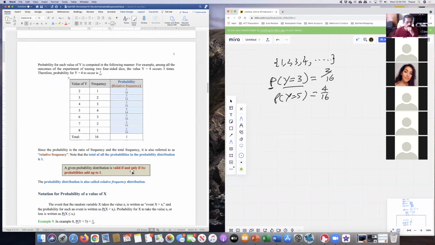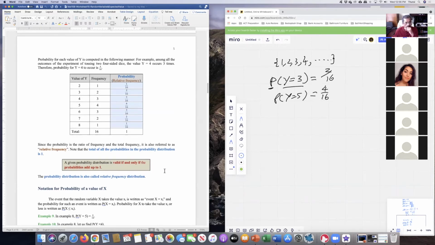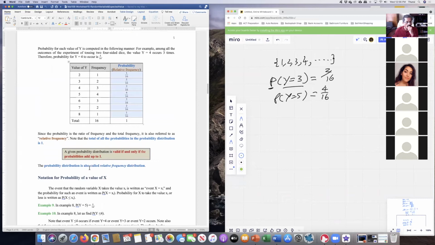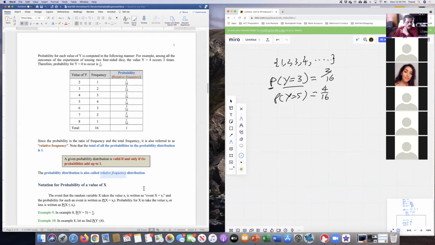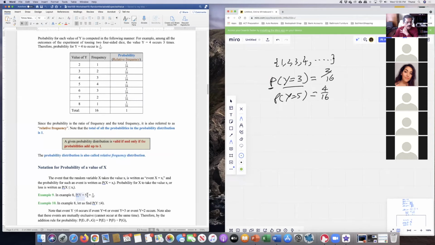A given probability distribution is valid if and only if the probabilities add up to 1. This relative frequency I already explained. The probability distribution is also called relative frequency distribution. We already did this. Probability for y equal to 5 is 4/16 from the table.